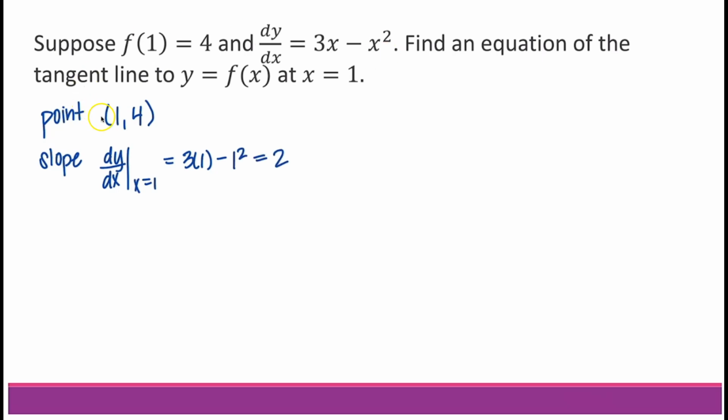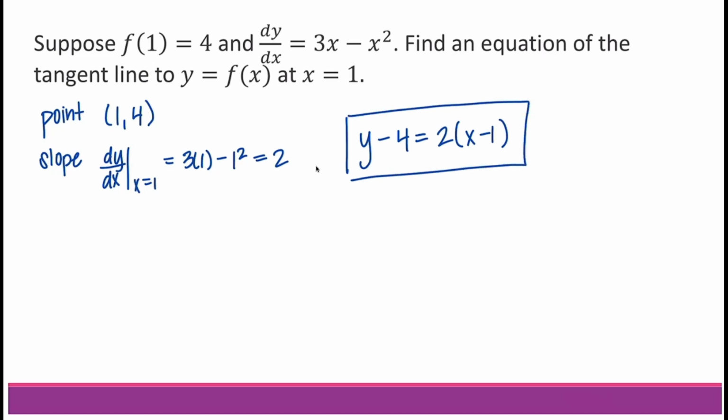So now that I have my point and my slope, I can plug that into point-slope form of a line. y minus 4 equals 2 times the quantity x minus 1. So here is an equation of the tangent line in point-slope form. If we were asked for slope-intercept form, we would solve for y, so we'd get y equals 2x minus 2, but when we add 4 to the other side, it's going to be 2x plus 2.